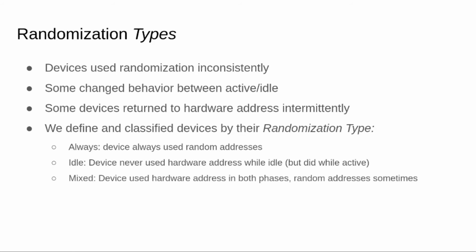And then we have mixed, which is to say we couldn't really identify behavioral characteristics that would make these devices do whatever they did, but this is rotation, right? So they both used random addresses and hardware addresses, but not in any discernible pattern. Often it would be rotating back and forth between the two in a given state. And then for never, this is just devices that never used random addresses and always use the hardware address. So those are our four bins, kind of in descending order of privacy protections.